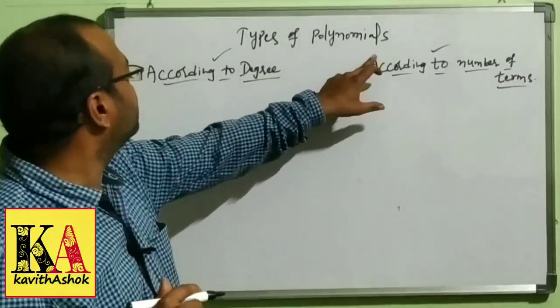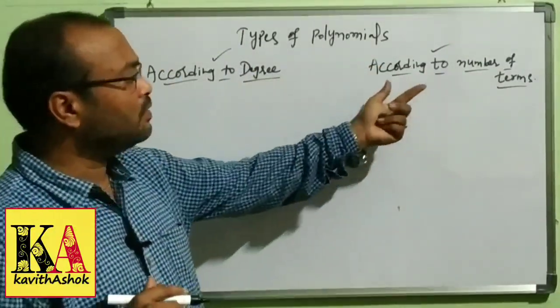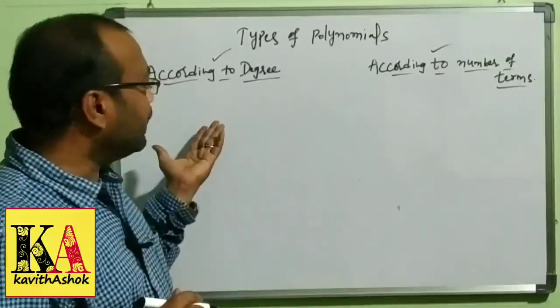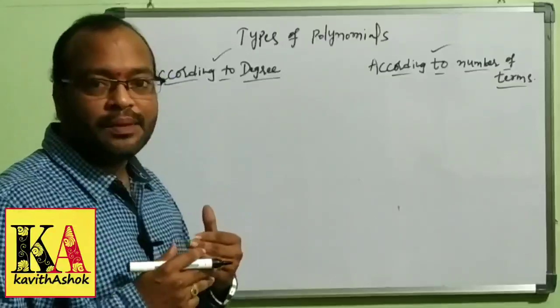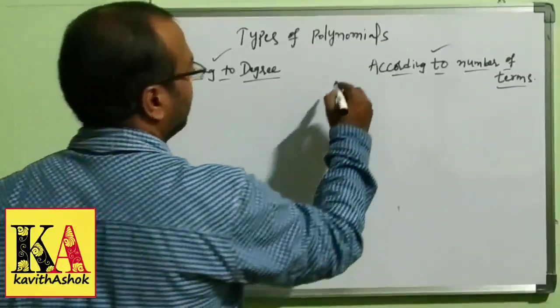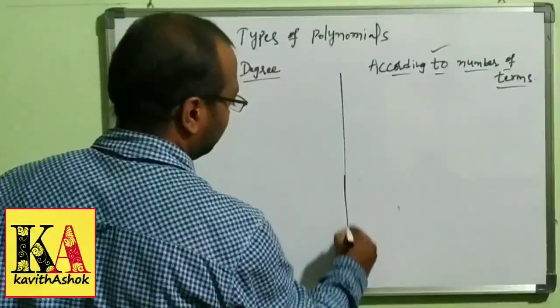Types of polynomials according to degree and according to number of terms. So this is a very important concept. According to the degree, we can name the polynomial, and according to the number of terms also we can name the polynomial. Look at here now. One by one we will discuss.